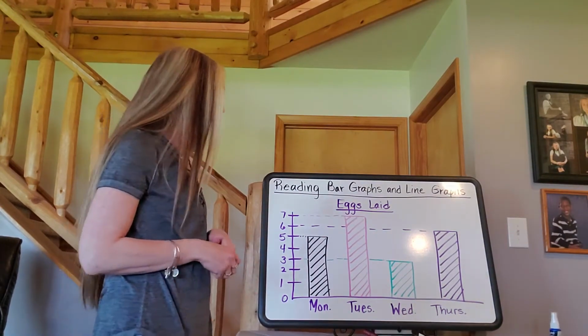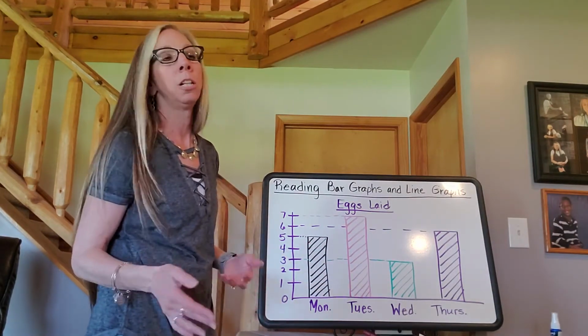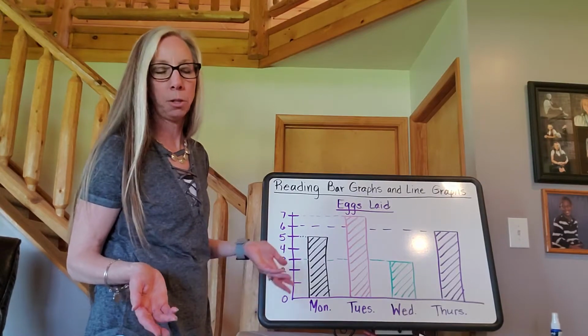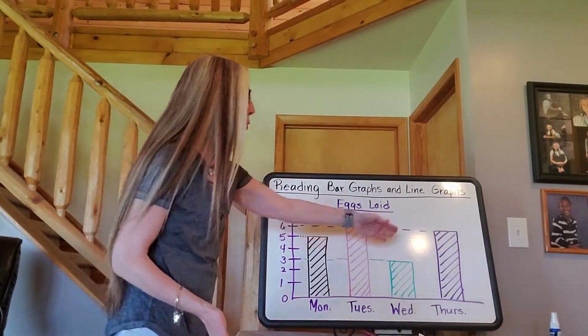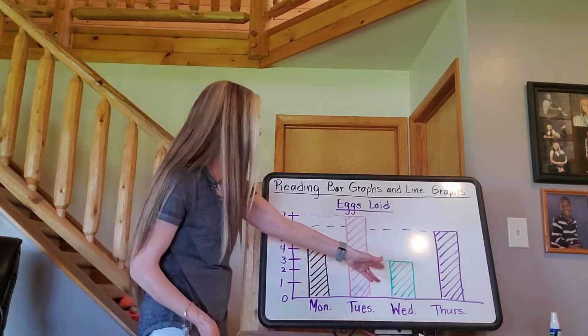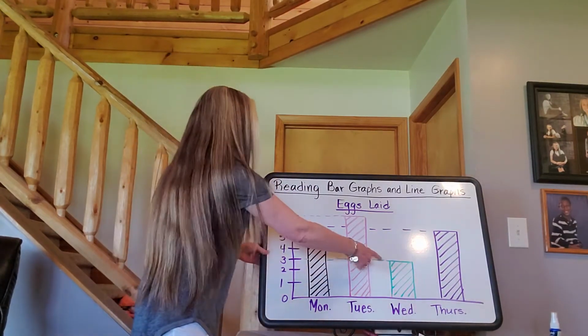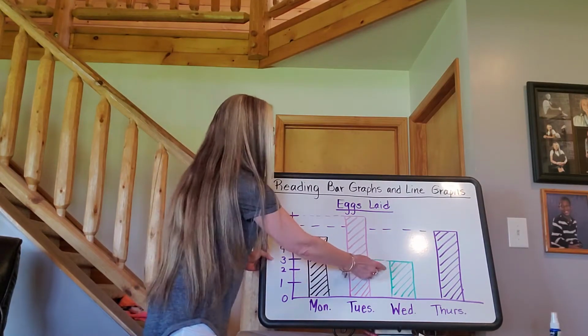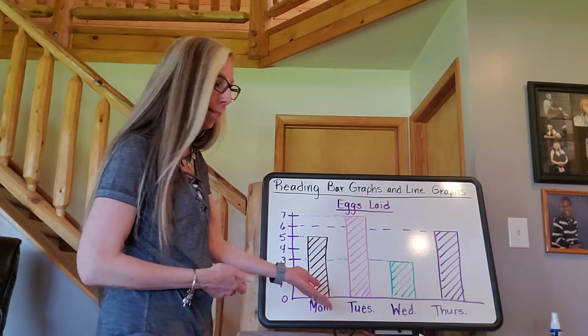Another question they could ask you, which day did they lay the fewest number of eggs? Well, fewest number would also have the shortest bar. So which day has the shortest bar? Well, Wednesday does. Remember Wednesday, I said a couple of them must have been on vacation? So Wednesday, they only laid 3. So that was the fewest number of eggs laid on a particular day, was Wednesday.